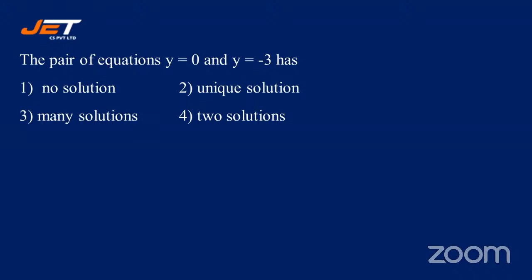So what is that you need to find out? A1 by A2, B1 by B2, C1 by C2. So when we say it has no solution means what? Unique solution means what? Many solution means what? Two solution means what? All right. So I'm sure you would have understood the sum. And let's see how many are giving me the right answer.